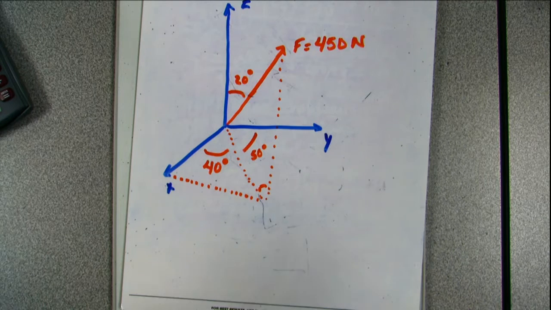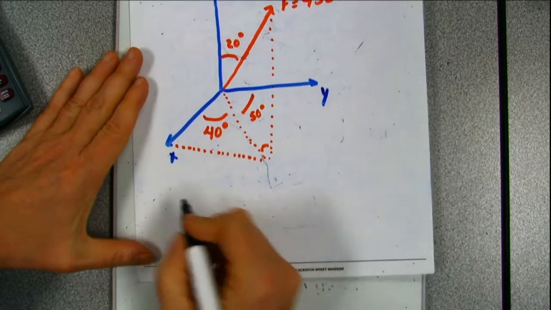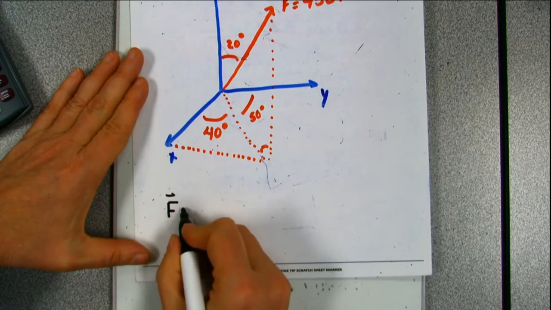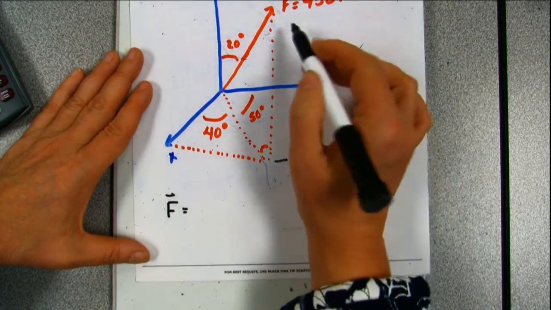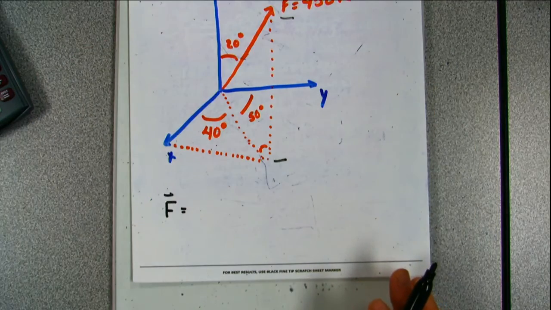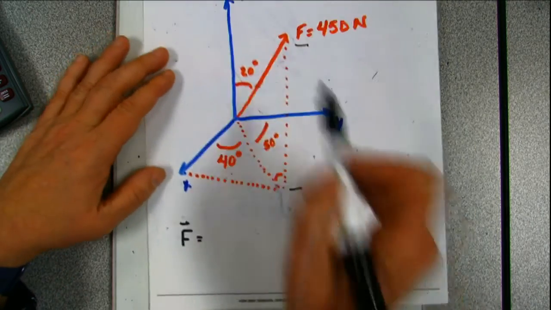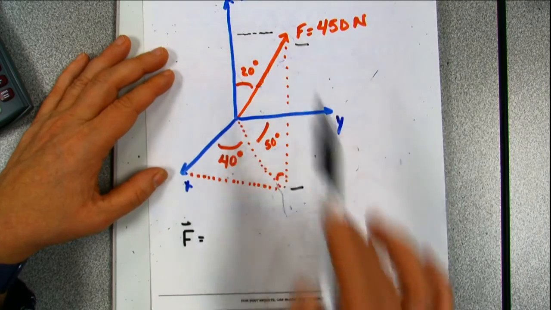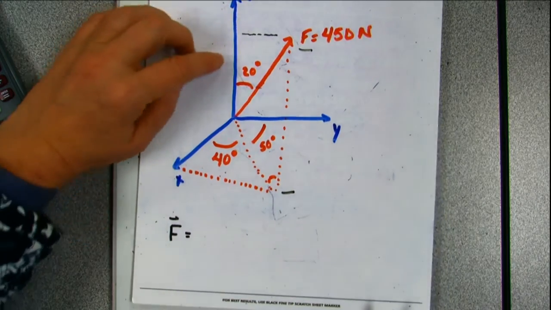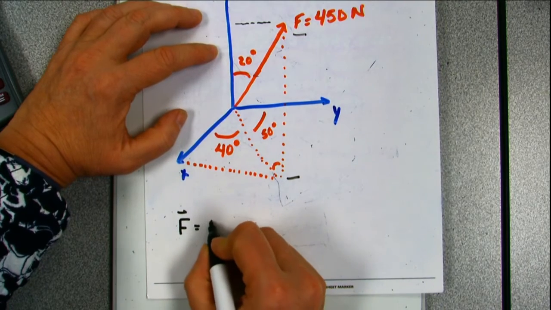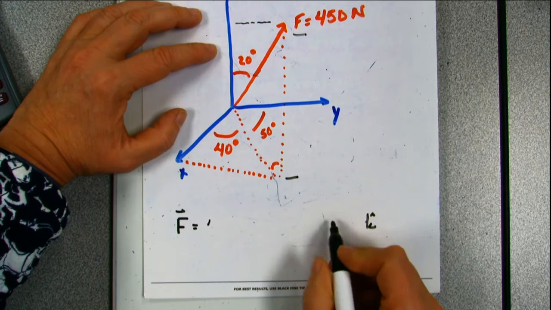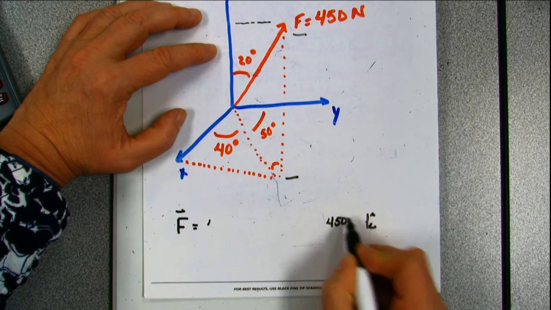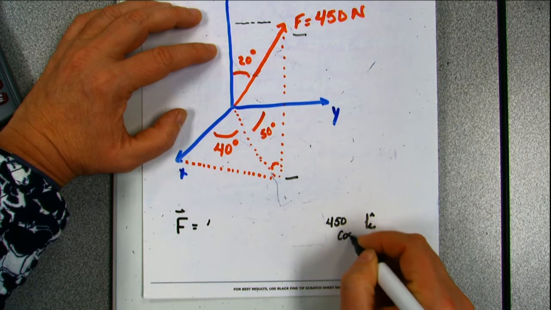So if I want to write this vector in Cartesian form, F is going to equal, I need to know this side, which is also that side right there. So that's the adjacent side. So if I'm in the K direction, this is 450 cosine 20 degrees.